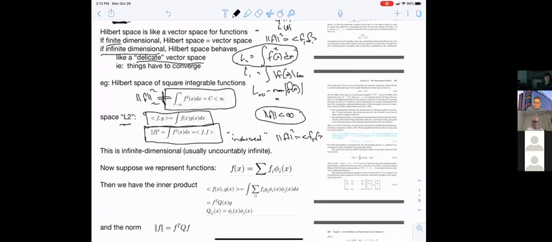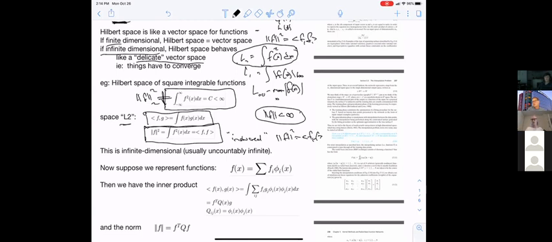Now, these are infinite dimensional spaces, and usually uncountably infinite. Again, I don't want to go into all the details of this, but just to remember the definitions of the terms that you're going to hear, like countable and uncountable. There's infinity, and then there's bigger forms of infinity, right?